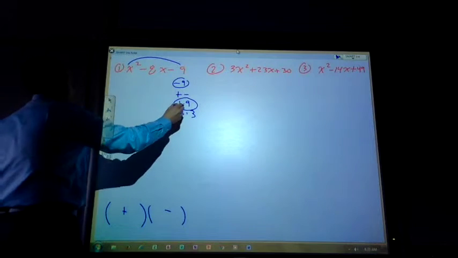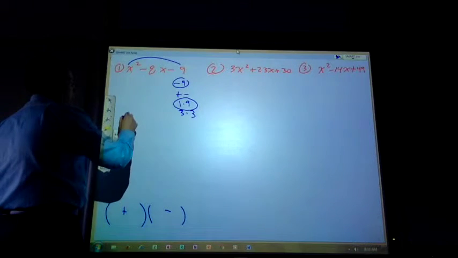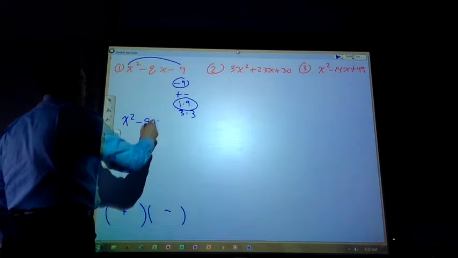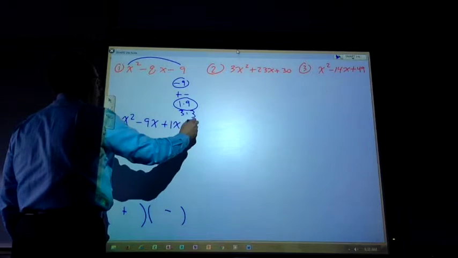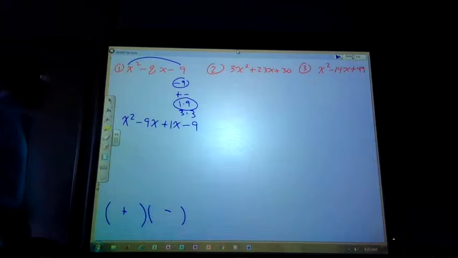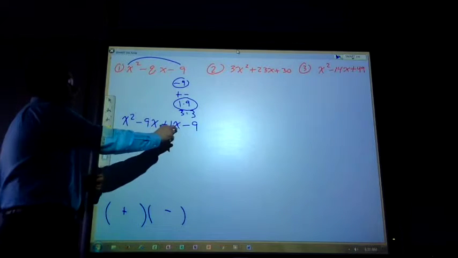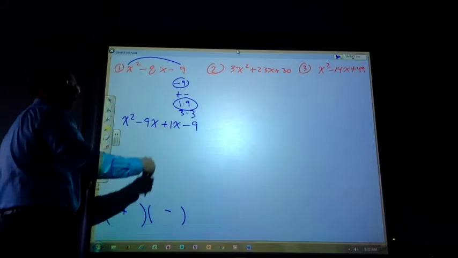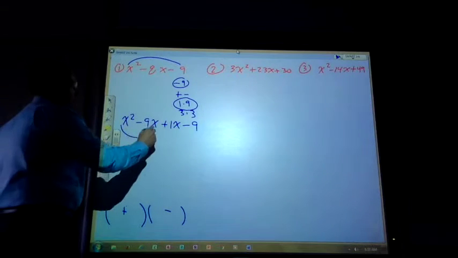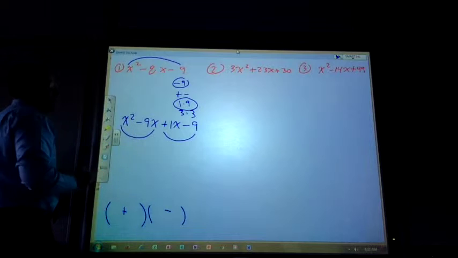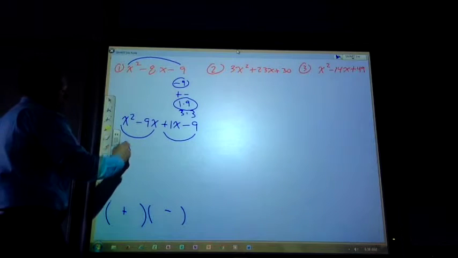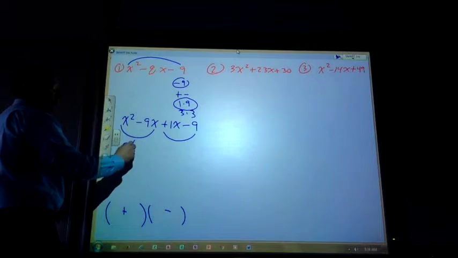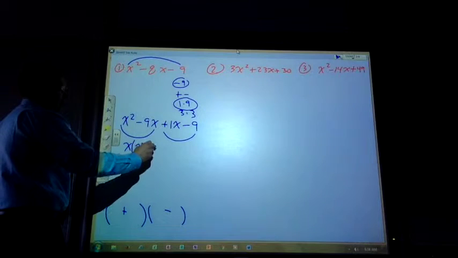The 9. Okay? So I'm going to have x squared minus 9x plus 1x minus 9. Now, you might have had this flip-flopped. You might have had plus 1x here, minus 9x here. It's still going to get the same answer. If I put those together, what do I have in common between these? An x. If I factor x out, I get x minus 9.